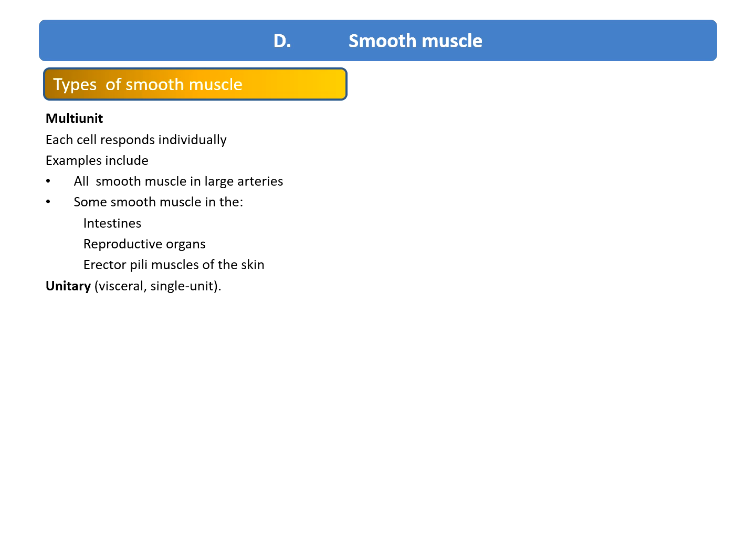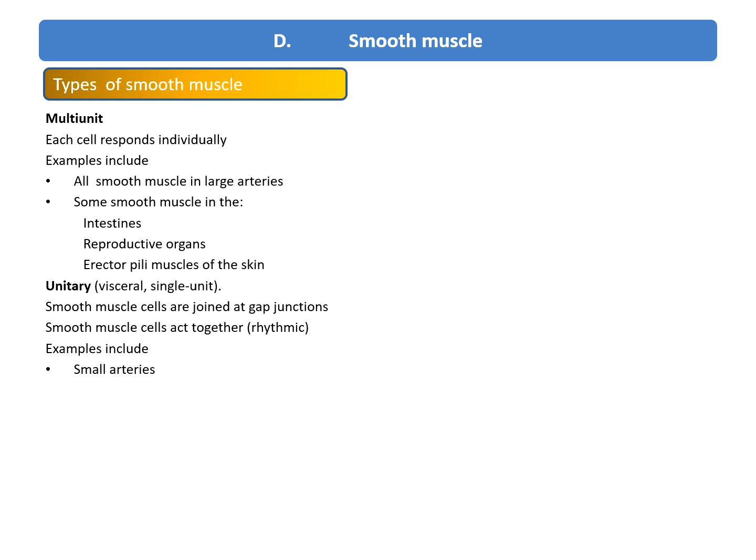Unitary smooth muscle, also referred to as visceral or single unit, smooth muscle cells are joined at gap junctions, so they all act as one. Smooth muscle cells act together, usually in a rhythmic manner. Examples include small arteries, small veins, most smooth muscle in the intestines, uterus, and the respiratory system.